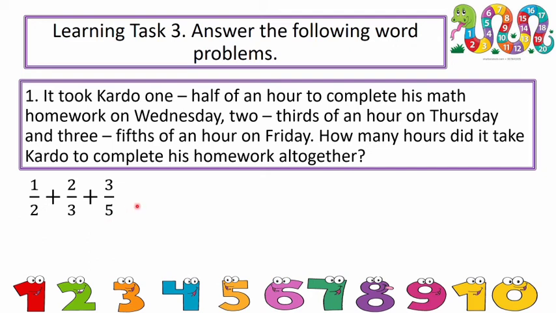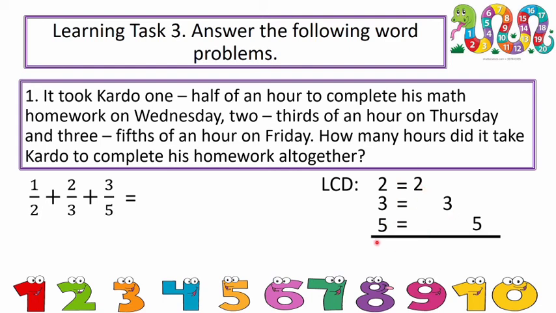So before we add, we have to get the equivalent fractions, wherein we get the LCD. So for the LCD, we have 2. We just write 2 because it's already a prime number. We have 3, so it is equal to 3. And then 5, so it is equal to 5. Remember that we have to align the factors. So they are different, so we have to bring down all of the numbers. So we have 2 times 3 times 5. And 2 times 3 is 6, times 5 is 30. So the LCD is 30.